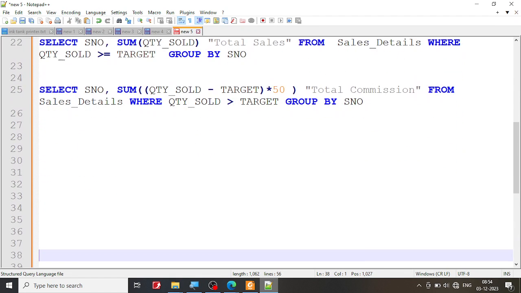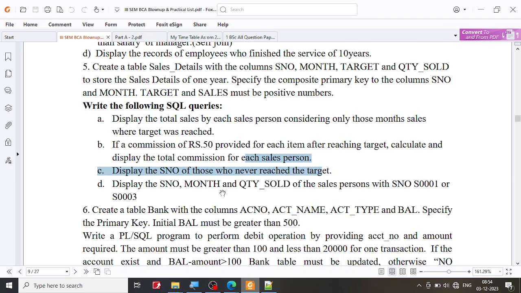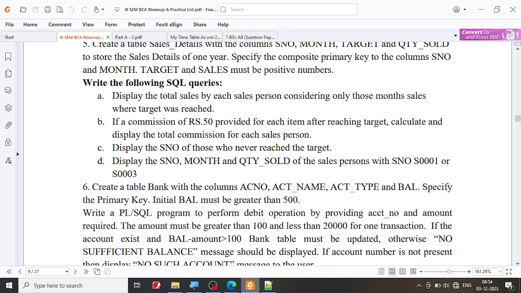Let me make slightly more space here, and let's look at this one. Display the sales number of those who never reached the target. That means we want those who have not reached the target. So let's break it into two parts. First, let's find all those persons who have achieved their target.